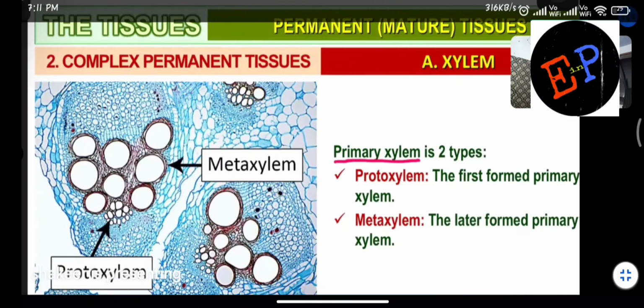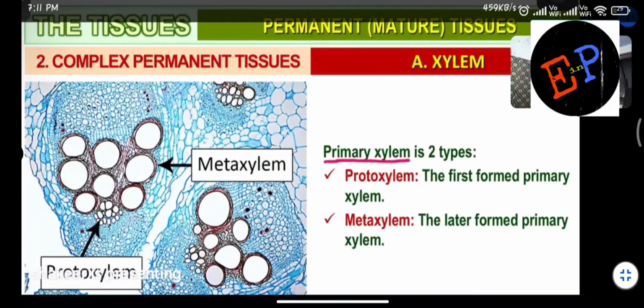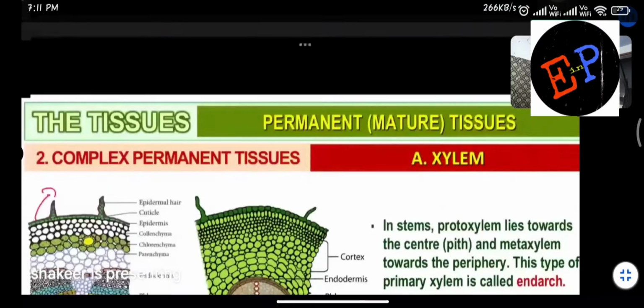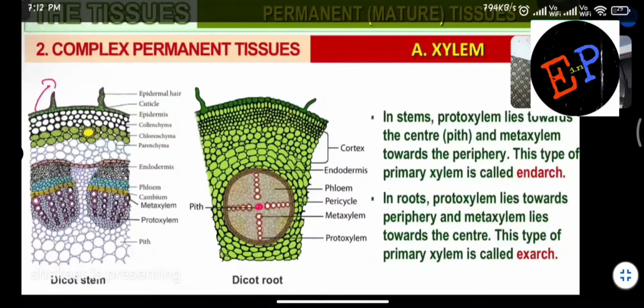So first of all, this primary xylem, we are dividing into two types. What are they? The first one is called the protoxylem and the second one is called metaxylem. Protoxylem means the first formed primary xylem, and the metaxylem is the later formed primary xylem. So proto means initially, meta means in the later conditions. So primary xylem you can divide into two types, protoxylem and metaxylem. Clear, no? Next, xylem.